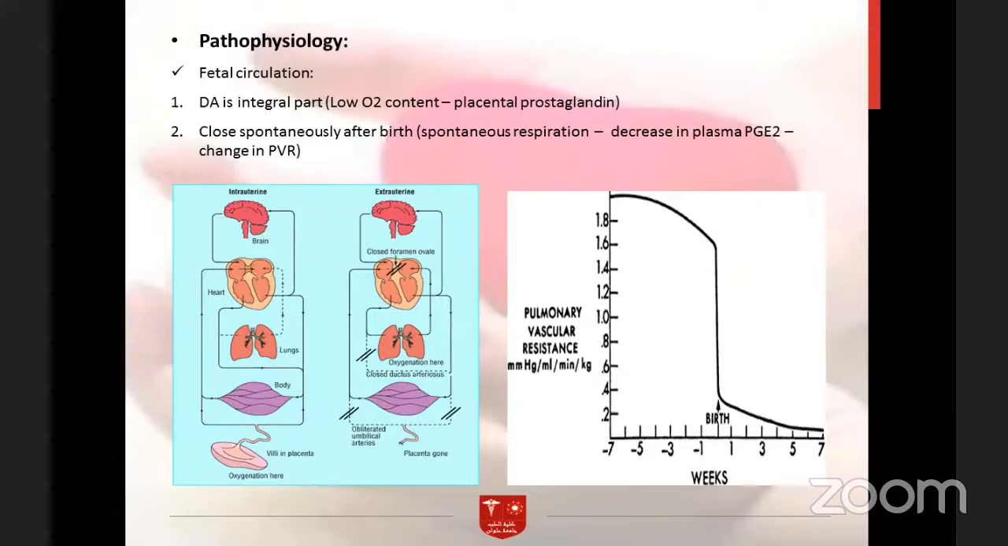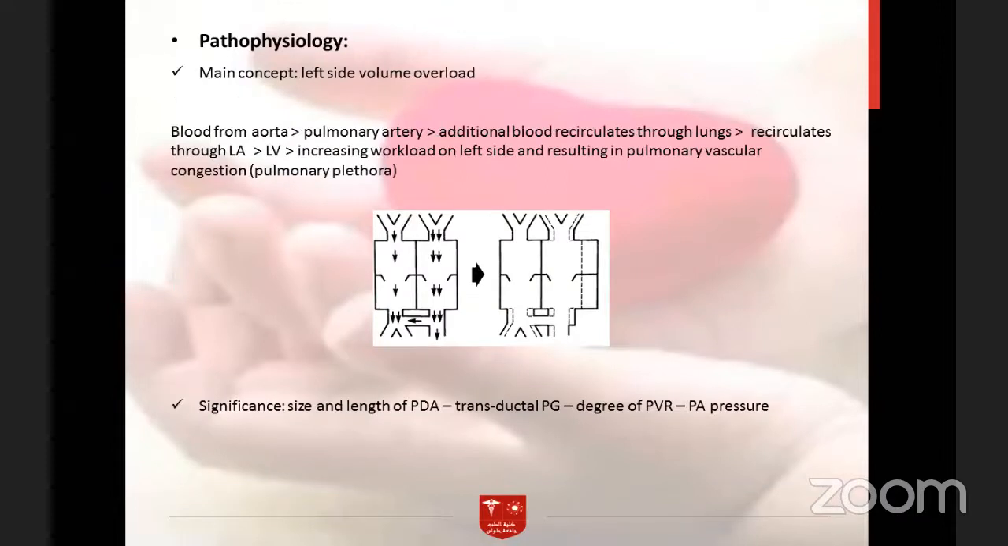If the PDA fails to close, it results in left-sided volume overload, and this concept was elegantly illustrated by Dr. Haytham Hosni in the first webinar about the pathophysiology. Blood passes from the aorta to the pulmonary artery through the PDA, so additional blood recirculates through the lungs to the left atrium and left ventricle, increasing the workload on the left side and resulting in pulmonary vascular congestion, or what is called pulmonary plethora.